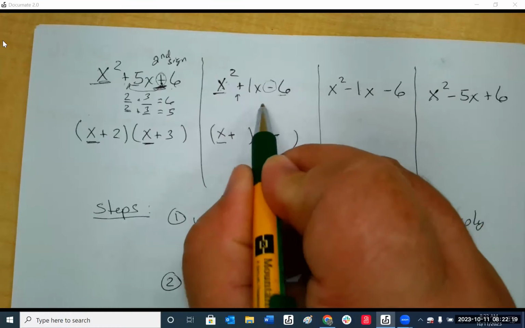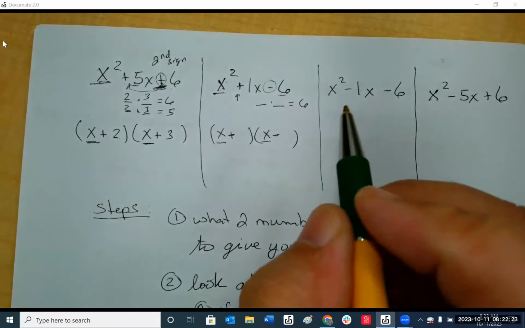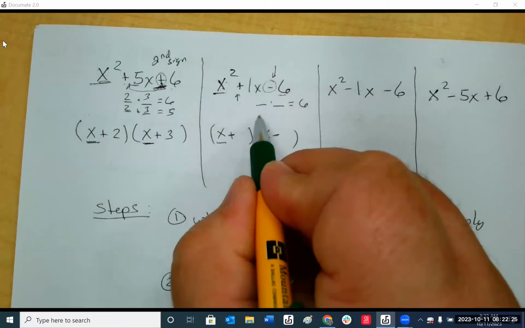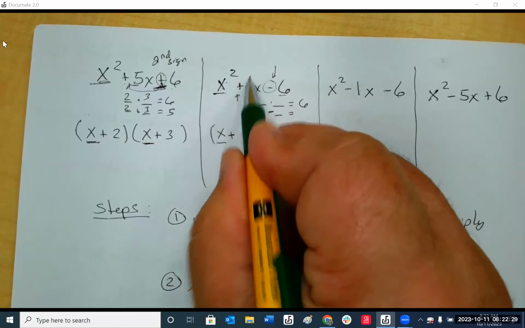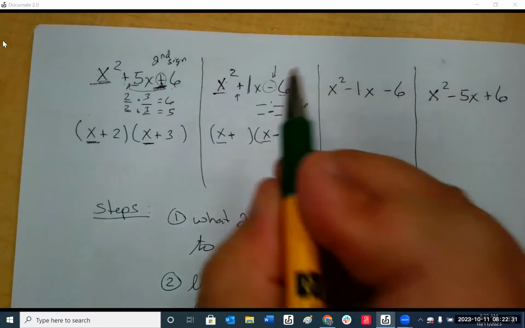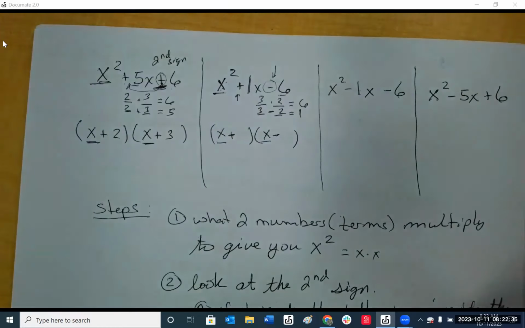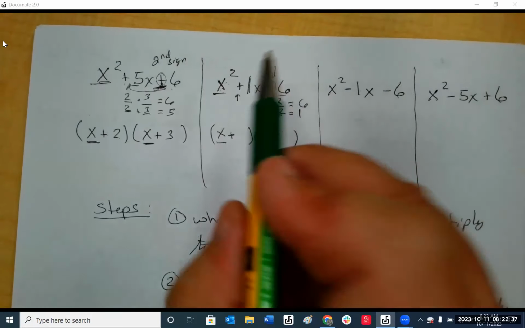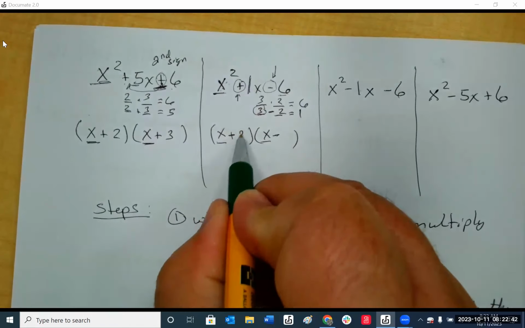Third step, look at the last number. What two numbers multiplied equals 6, that when I subtract them, I get 1? 3 times 2, 3 minus 2. Since the first sign's a plus, the bigger number, 3, gets the plus.